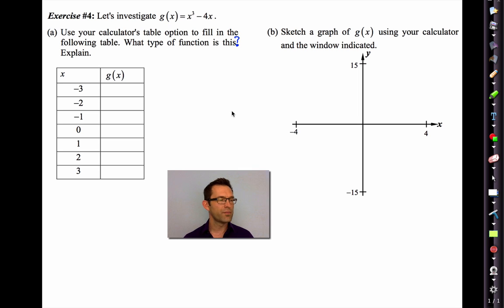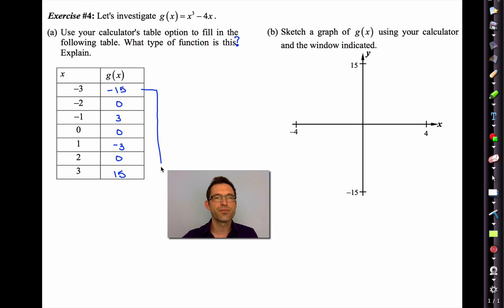Okay, well, for negative 3, what we find is that the output is negative 15. For negative 2, the output is 0. For negative 1, the output is 3. For 0, the output is 0. For 1, the output was negative 3. For 2, the output was 0. And for 3, the output was 15.